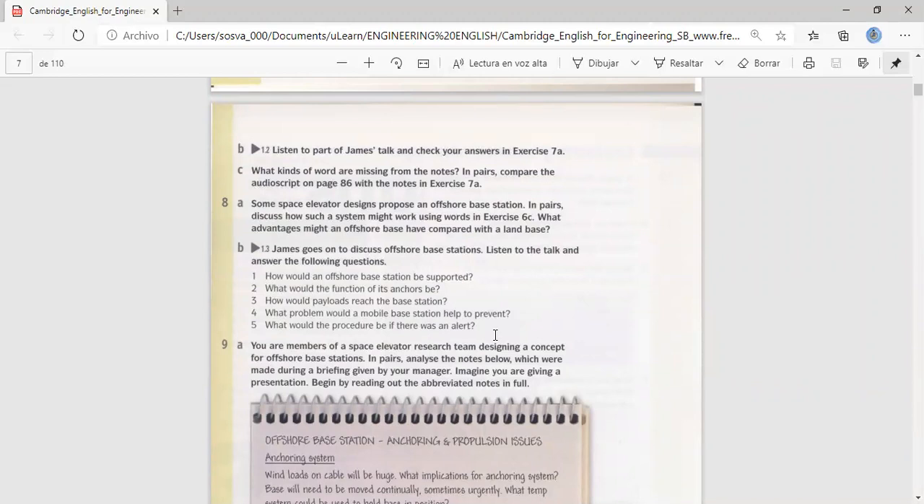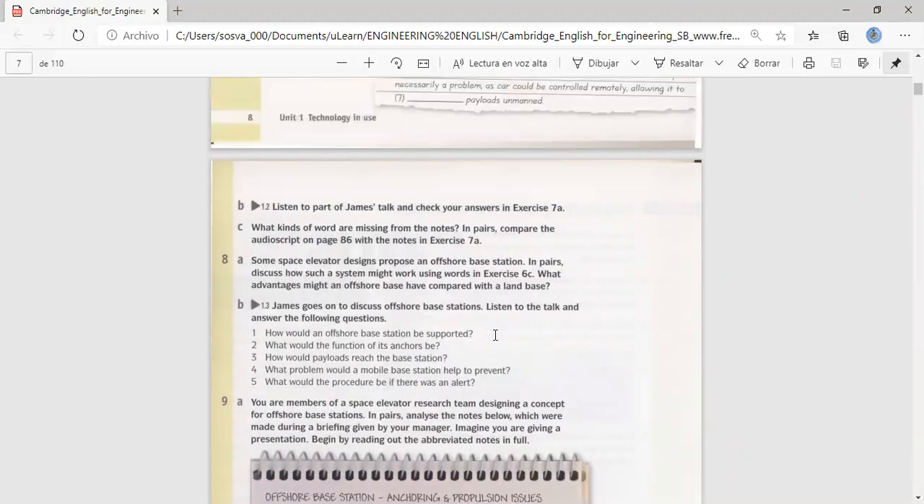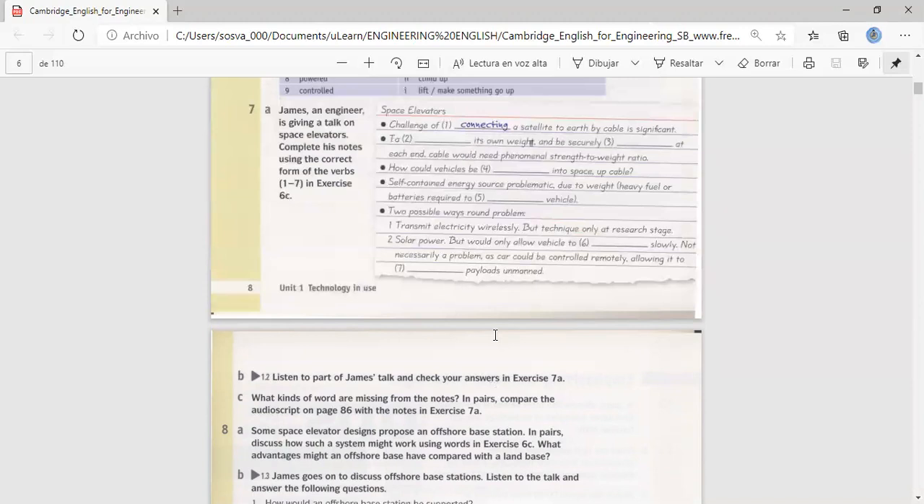So that was this part. Then let's finish with listening about these notes that James talked about. We're going to listen to the part of James, just for you to listen and check your answers, in exercise 7A. Let me see if this is the audio. Tell me if you're able to hear the audio. Okay, I'm going to play it.